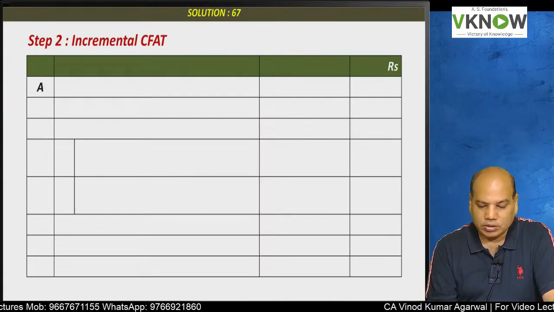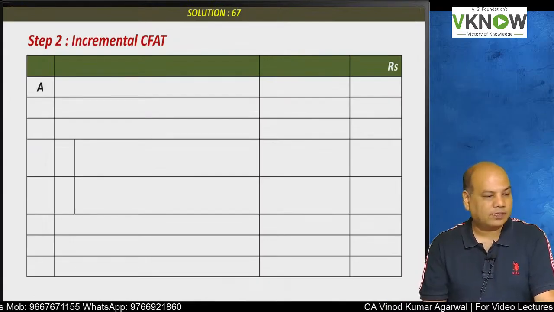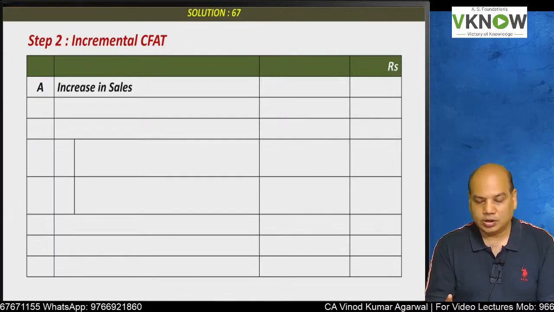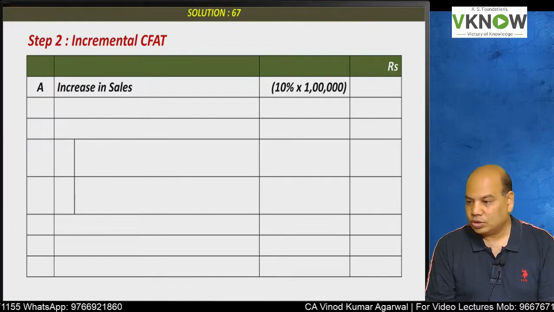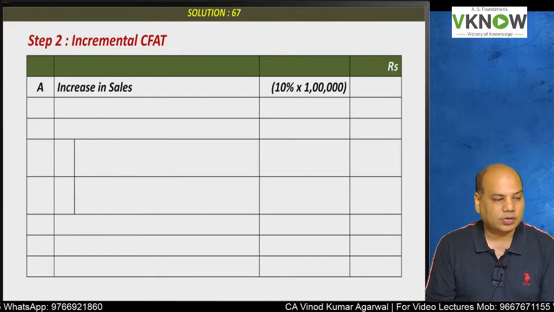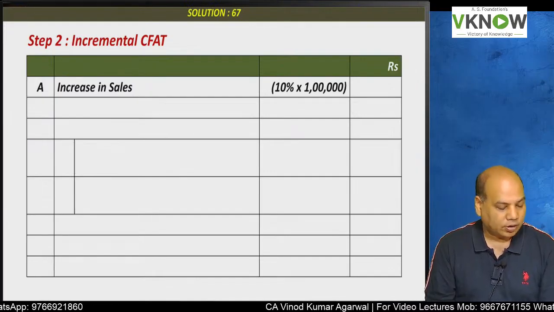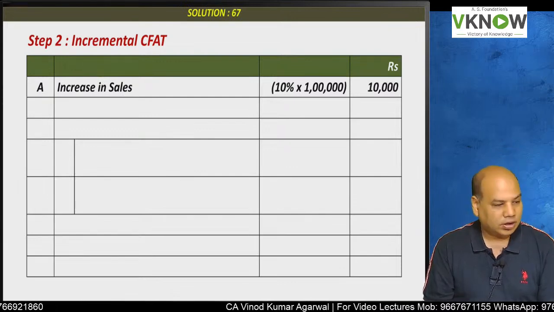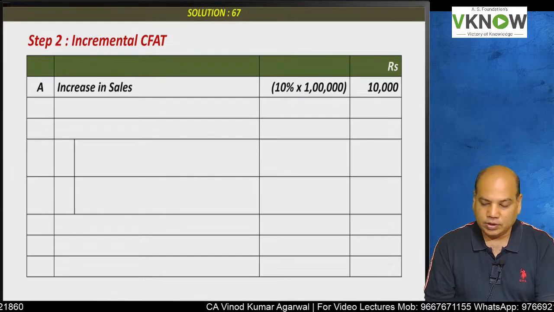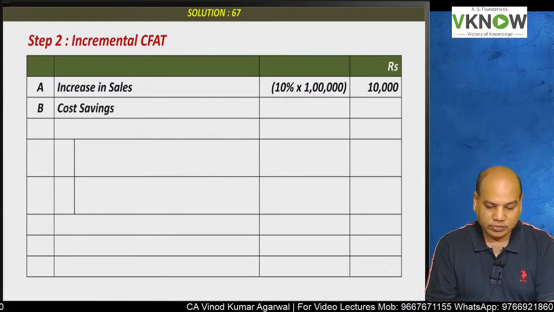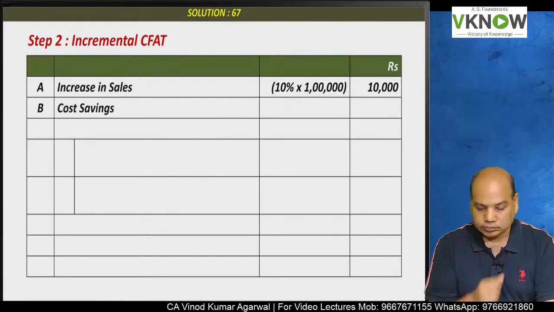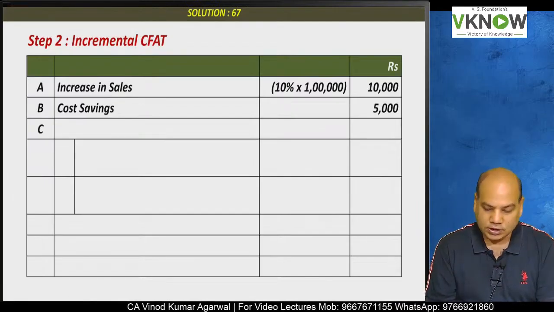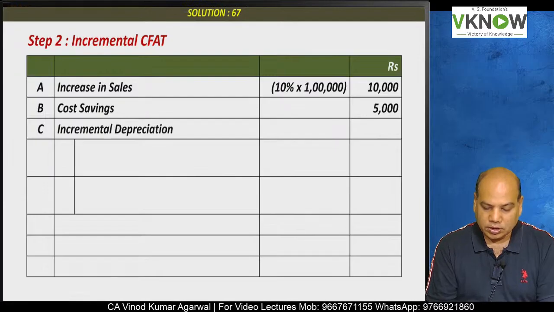Step number 2, write down incremental CFAT, right hand side, rupees. Keep the question notes continuously in front of you to enjoy the benefit of this chapter. Increase in sale: 10% of 1 lakh, 10,000. Cost saving: 5,000, given in the problem.